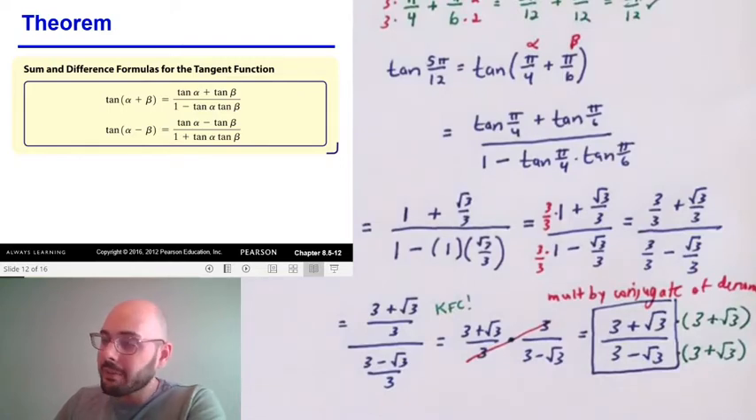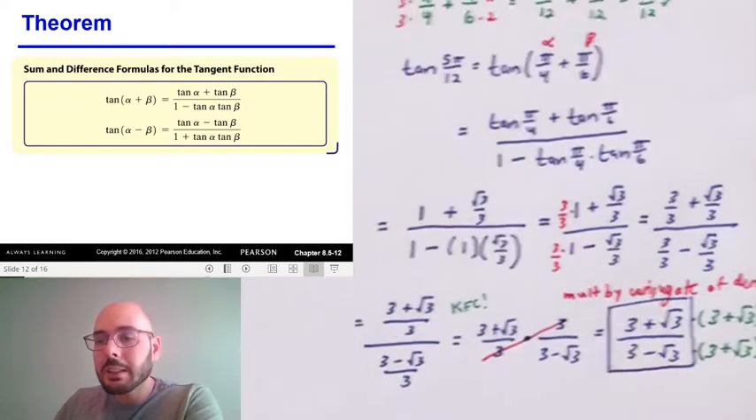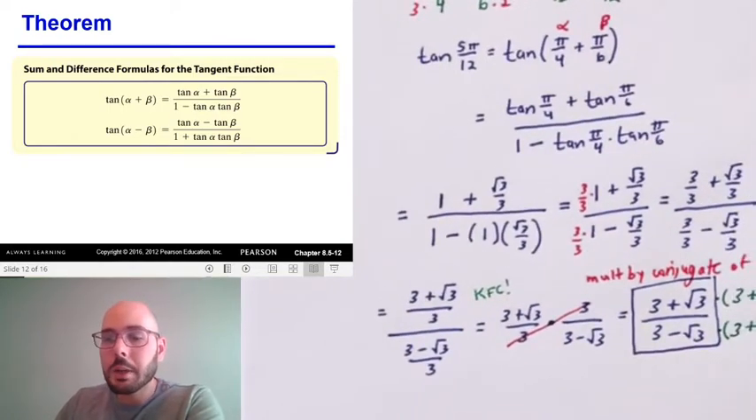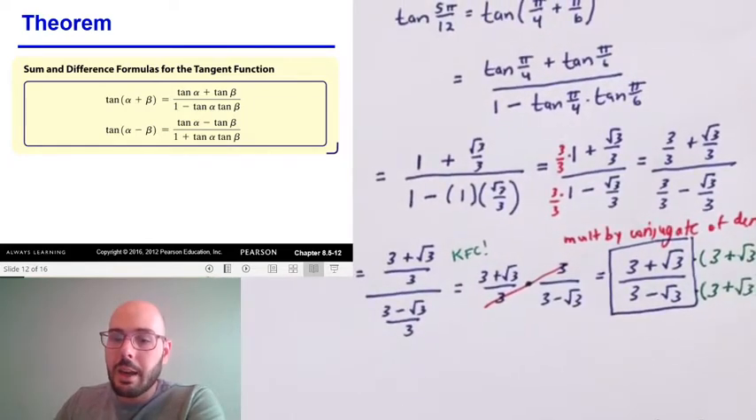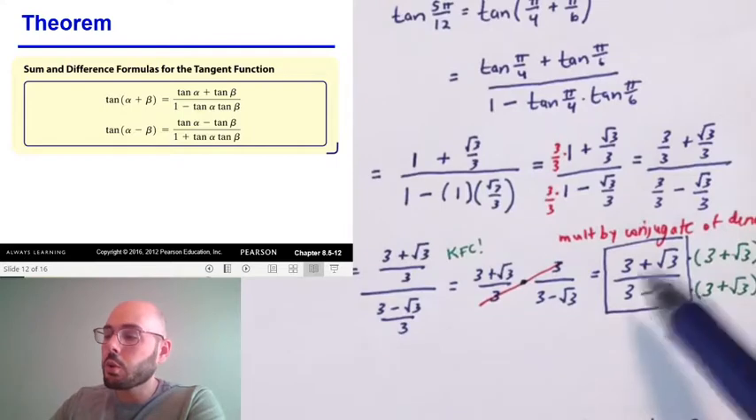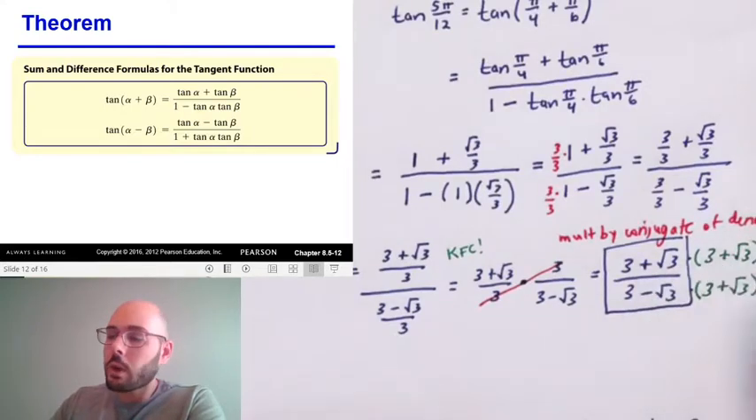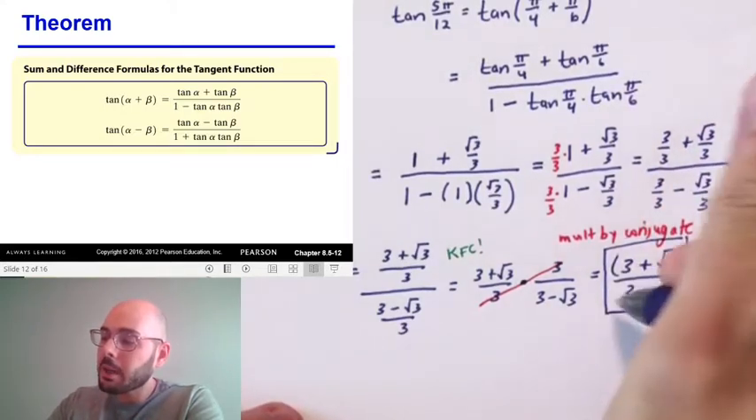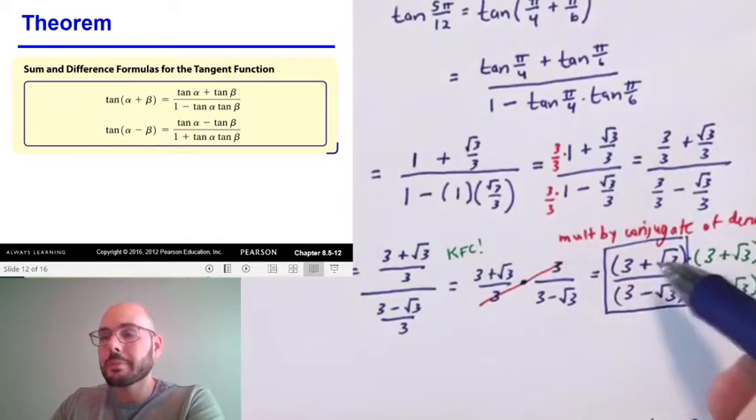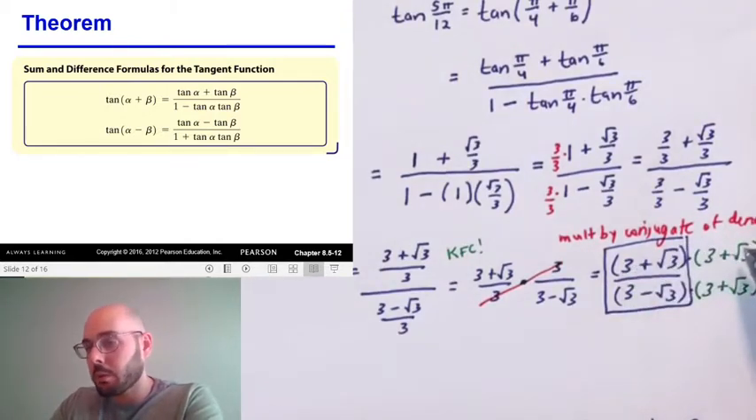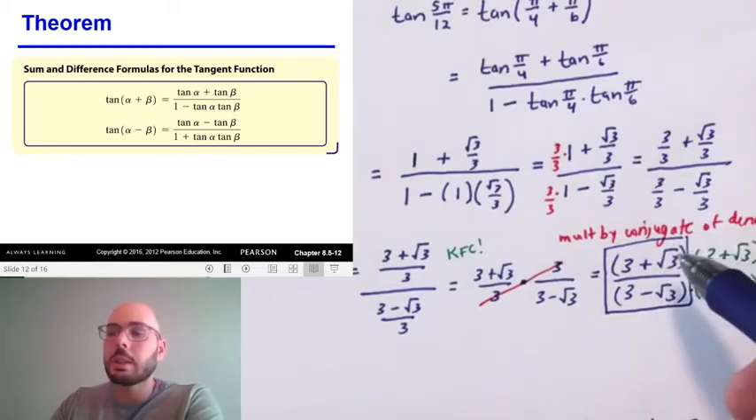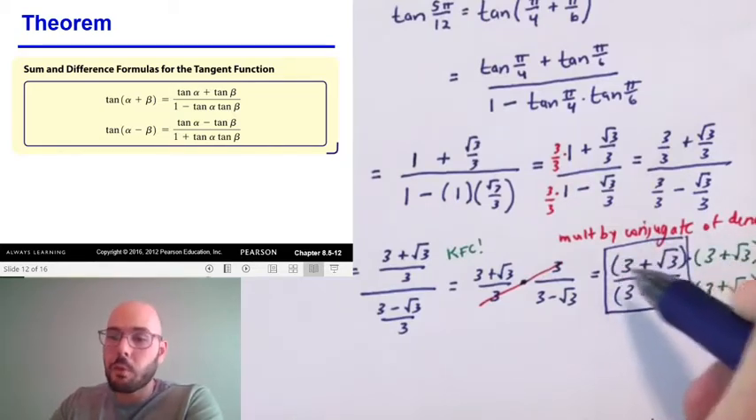So hopefully I have enough room left to do this. If not, I guess I have some room off to the left I can write. But I'm going to move this up, and I'll show you what I would do here. So what you want to do is you want to FOIL the top and FOIL the bottom. So you have 3 times 3, 3 times square root 3, times 3, and square root 3 times square root 3. That'll be FOILing the top.